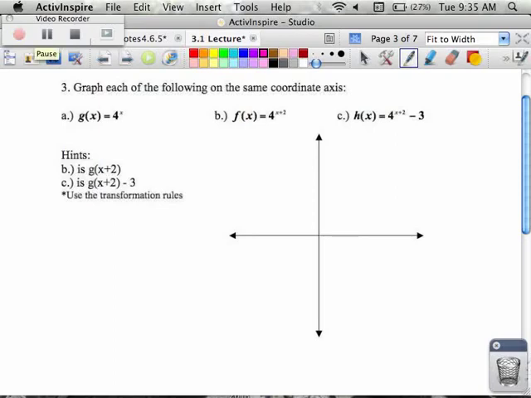Number 3. In number 3, there are 3 graphs. Let's look at the first one. Here's the first one. So the 4 to the x we talked about earlier, any exponential kind of looks the same. Looks something like this.